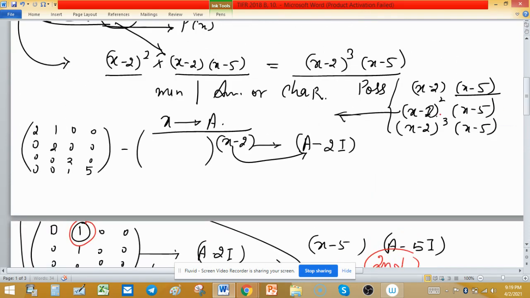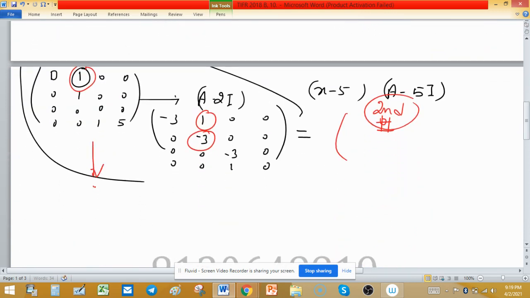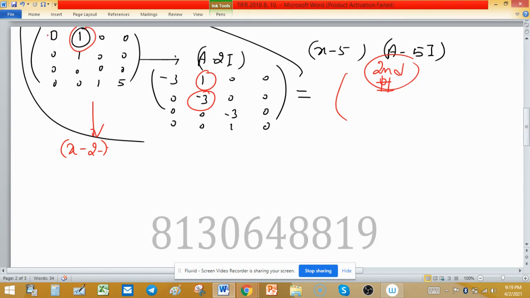Now come to the second option, (x minus 2) square (x minus 5). As we already know this is x minus 2, make a square of this one. So the square of this one will be the first non-zero row with this one. So the first entry is the same, this by this, so 1, and the other entry is 0.